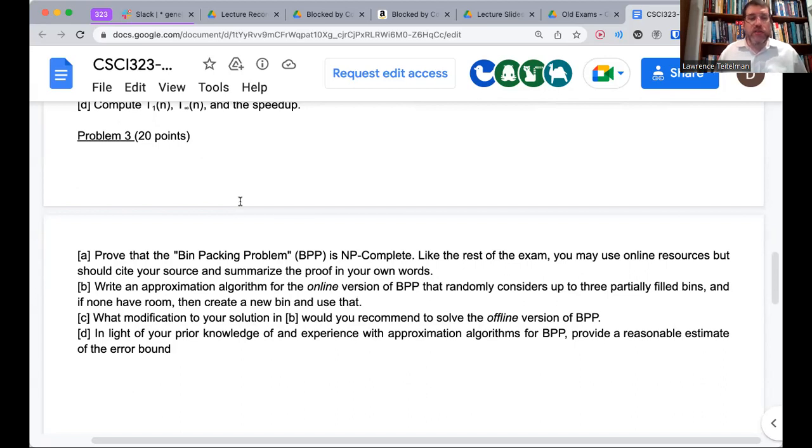What modification to your solution in B would you recommend to solve the offline problem? So what is the offline problem? So in the offline version, you have them all up front. So in that case, we can use best fit or first fit.